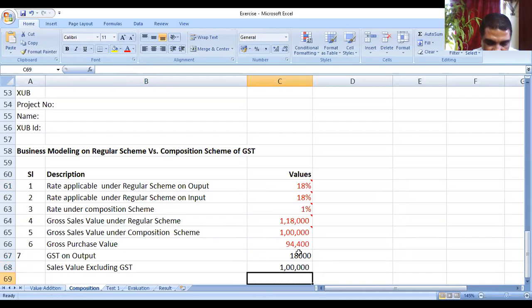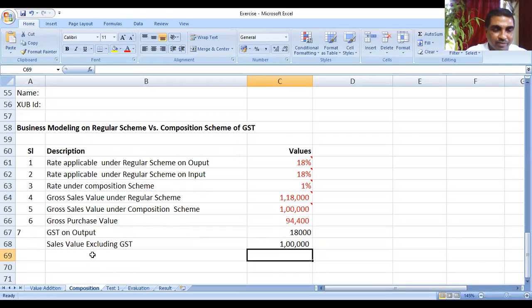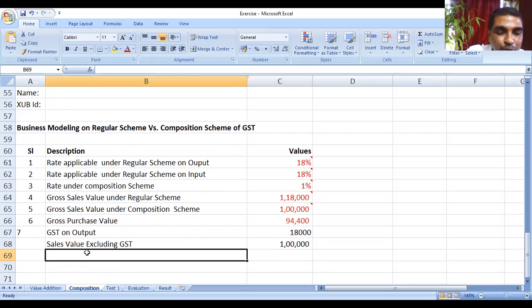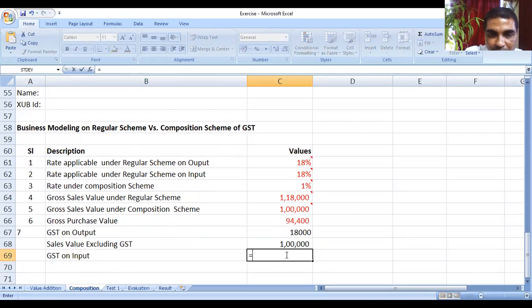Yes or no? Are you able to understand? Now, what is the GST on input we will be computing? GST on output we had already computed. GST on input will compute. How to compute GST on input? Now watch it again here. Equal to, where is input? Gross sales value input as how much? Equal to, watch it here, 94,400. Is it not?